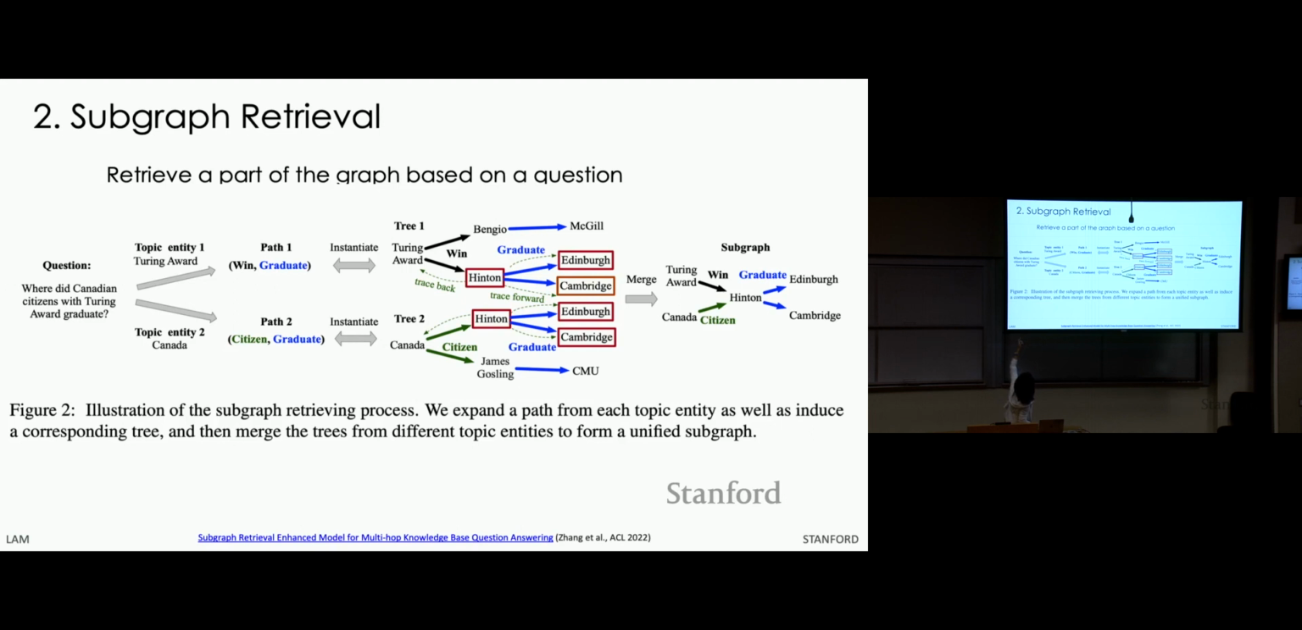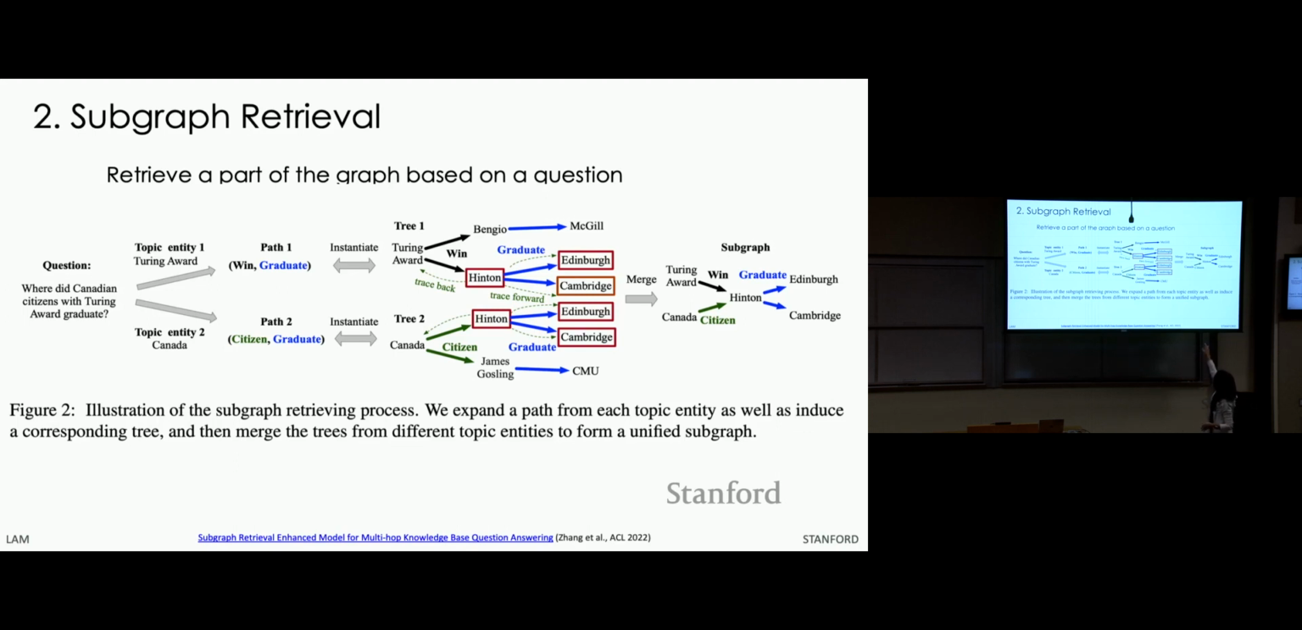Where did Canadian citizens with Turing Award graduate? Okay, so you want to know which school they went to. But you have to first figure out who are Canadians, who are Turing Award winners. And then you go look into it, and then you look at the Turing Award, and then you pull all the people out. And the Canadians, how are you going to get all the Canadians? All the famous Canadians, because they are the only ones in the Wikidata, right? We don't need to find all the Canadians in the world. But anyways. And then you are now staring at many, many possible nodes.